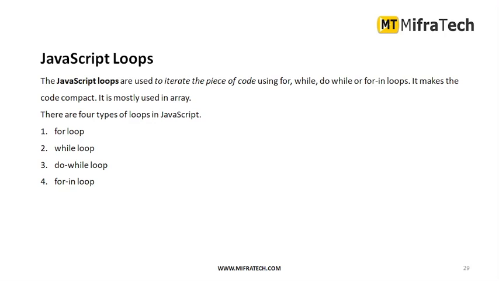JavaScript loops. The JavaScript loops are used to iterate a piece of code using for, while, do while and for in loops. It makes the code compact. It is mostly used with arrays. Let's say there are 4 types of loops in JavaScript: for loop, while loop, do while loop and for in loop.